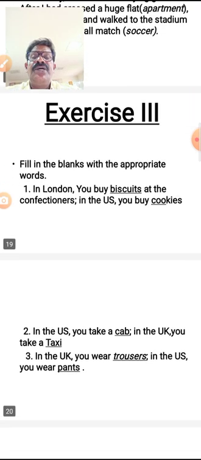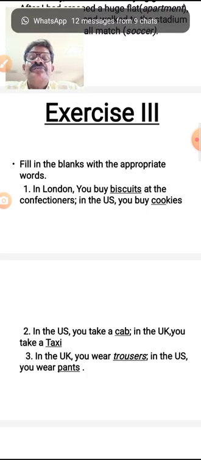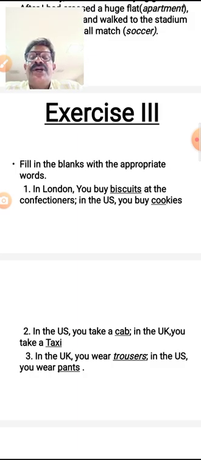Let us come to exercise number 3. Some words have been given in the box in your textbook. If you want, just have a look at that. But don't worry, I have done it for you, the appropriate words that exactly fit these sentences. In London, you buy biscuits. At the confectioners in the US, you buy cookies.